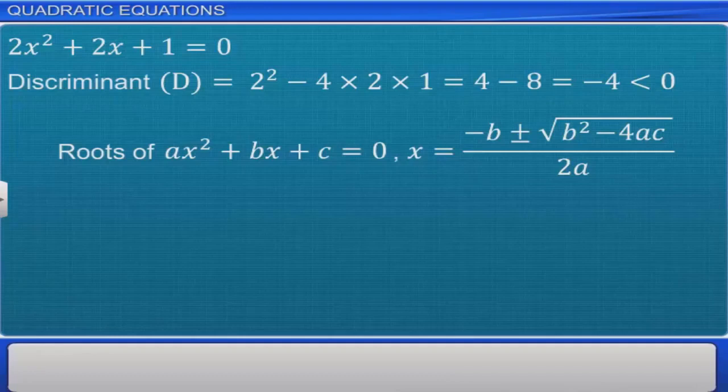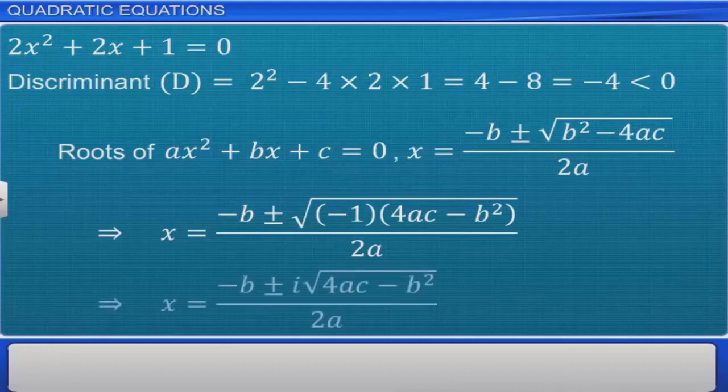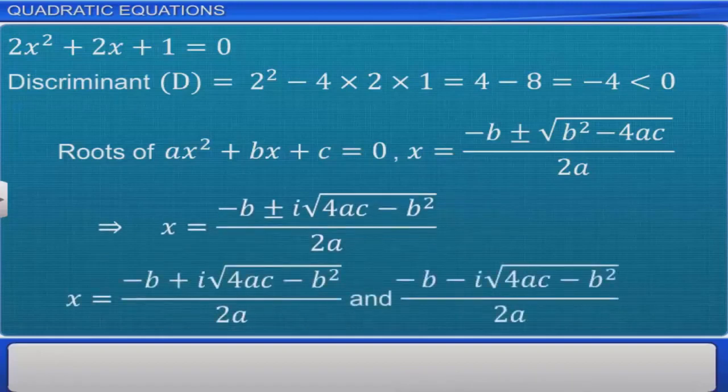Since the discriminant is less than 0, the value of b squared minus 4ac is negative. Therefore, we can write the discriminant in the formula as minus 1 multiplied by 4ac minus b squared. We know that the square root of minus 1 is i. Therefore, the roots of the quadratic equation, where the discriminant is less than 0, can be obtained by using the formulae given. The roots of the quadratic equation are complex numbers and they are conjugate to each other.